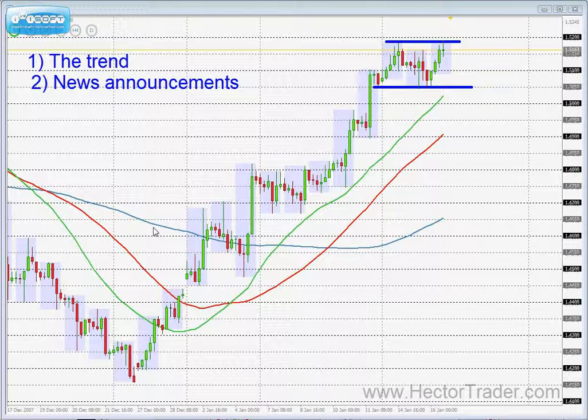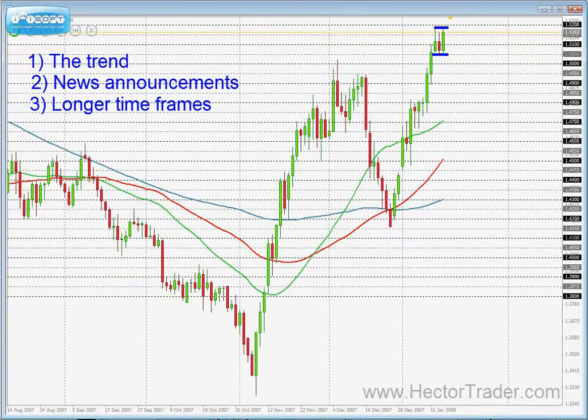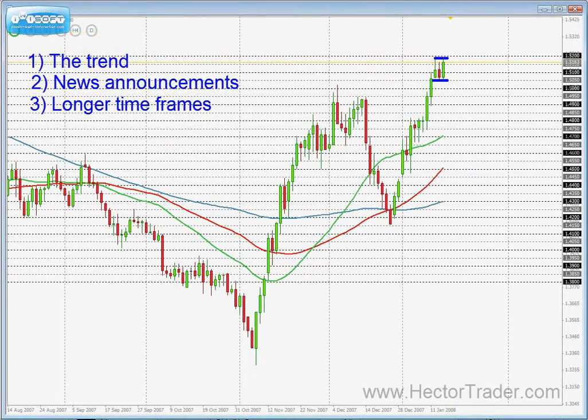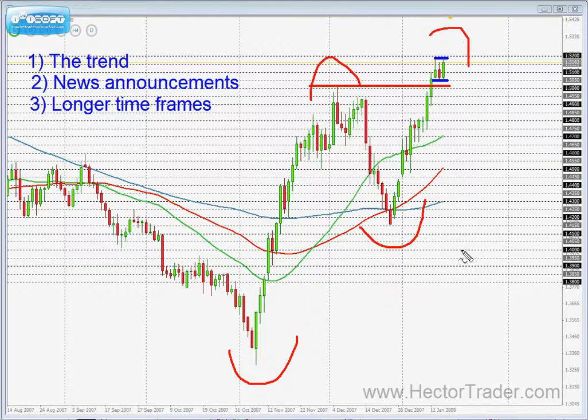Another element you always want to have a look into, as I explained before, is the longer time frames. What are the longer time frames? What do they look like? In order to do that, what I do is I quickly have a look at my daily chart. Well, nothing really here. The previous low was broken. We're making higher lows, higher highs. So far, so good. We are in an uptrend.